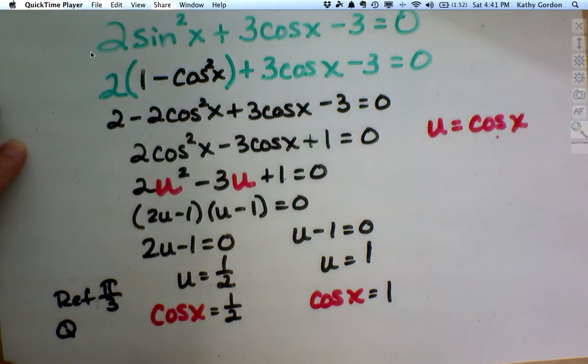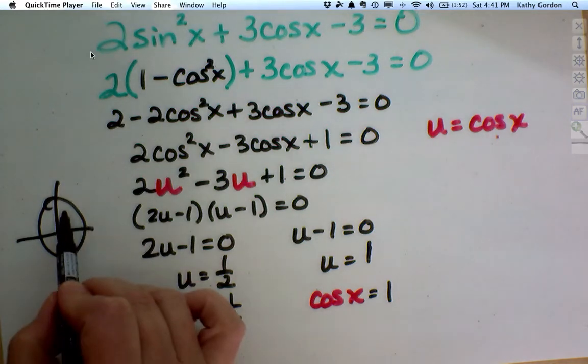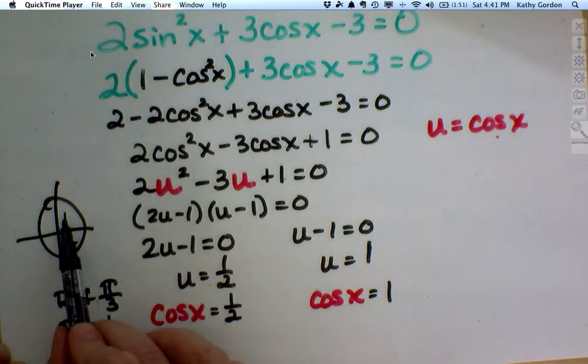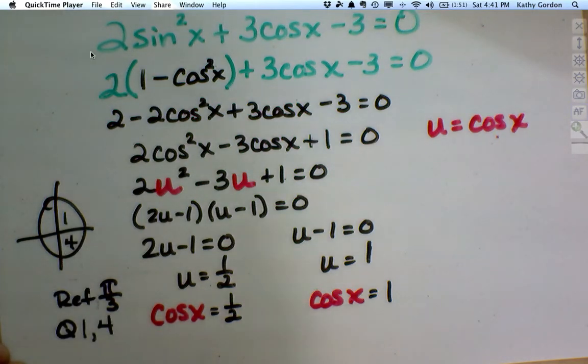And which quadrants are we going to be in? Well, since we're talking about a positive answer for cosine, cosine is positive in the first and the fourth quadrants. So quadrant 1 and quadrant 4. So what angle measures in quadrant 1 and quadrant 4 have a reference angle of pi over 3? That would be pi over 3 and 5 pi over 3.